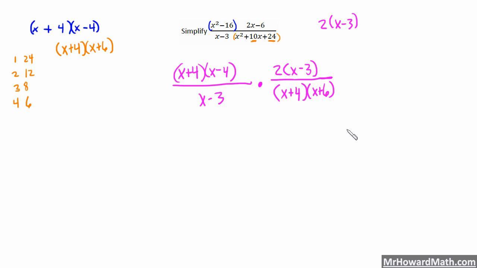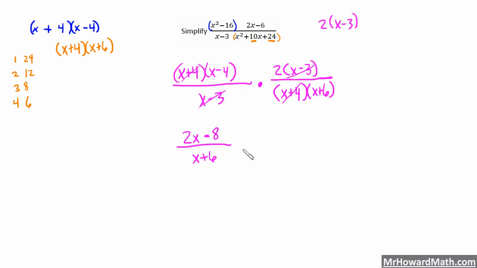Okay, so now we just start canceling. So I can cancel x minus 3 with x minus 3. I can cancel x plus 4 with x plus 4. And now I'm just left with what's on top is 2 times the quantity x minus 4. So 2 times x is 2x. 2 times negative 4 is negative 8 over just x plus 6 on bottom.